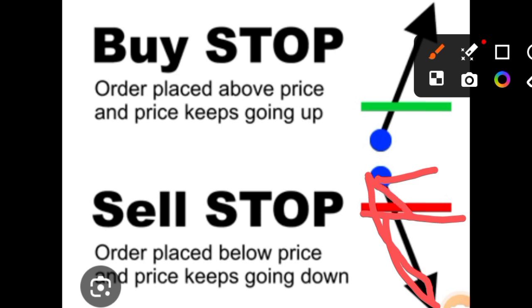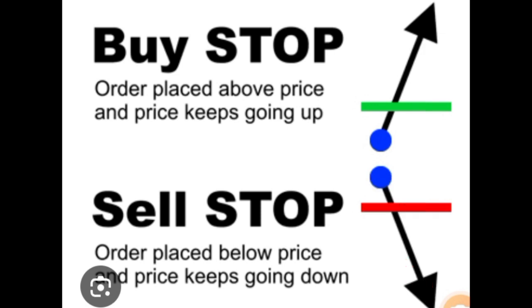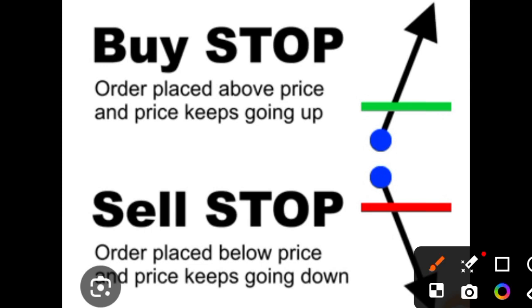But if price comes here and gets it triggered and then keeps on going up, rather, you're going to be in loss. But if price doesn't get to the zone and then starts coming back down, you won't be in a loss, right? You won't be in a loss. So now let's move on to buy limit and sell limit.